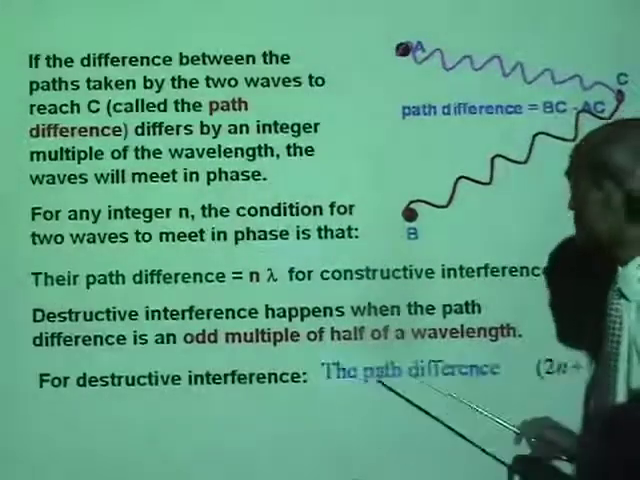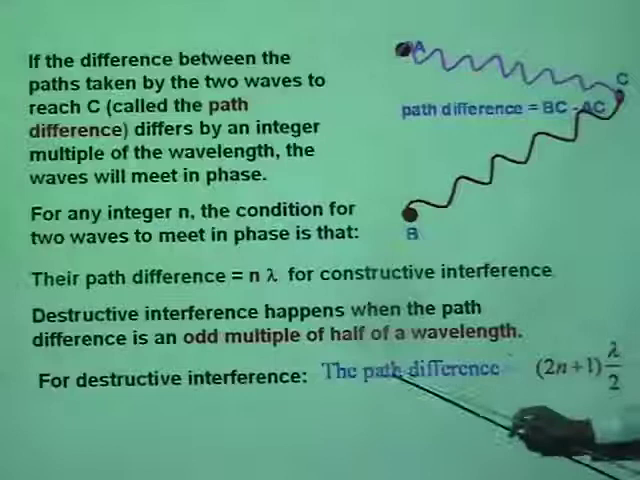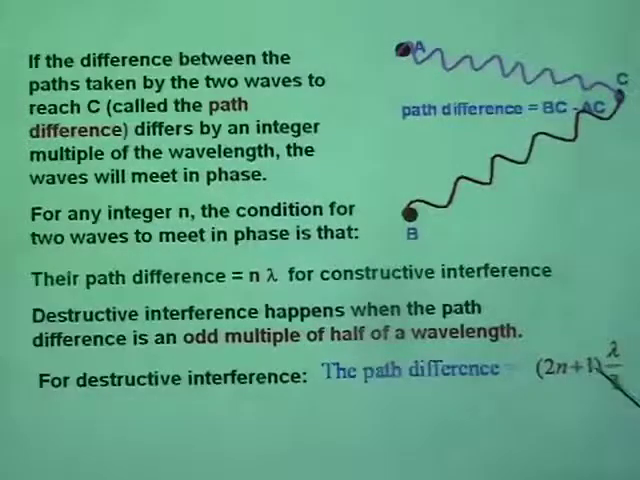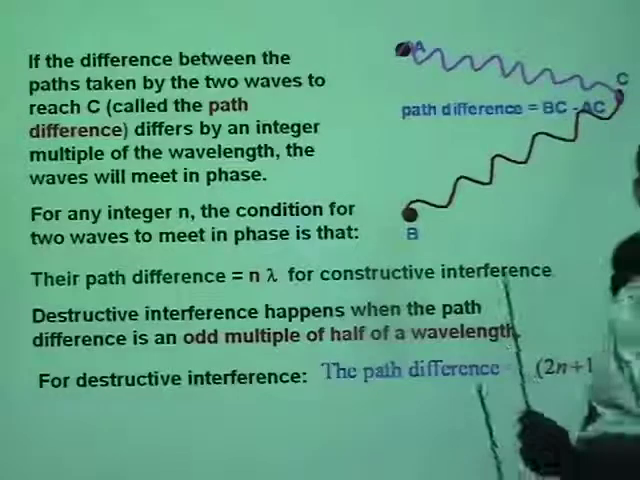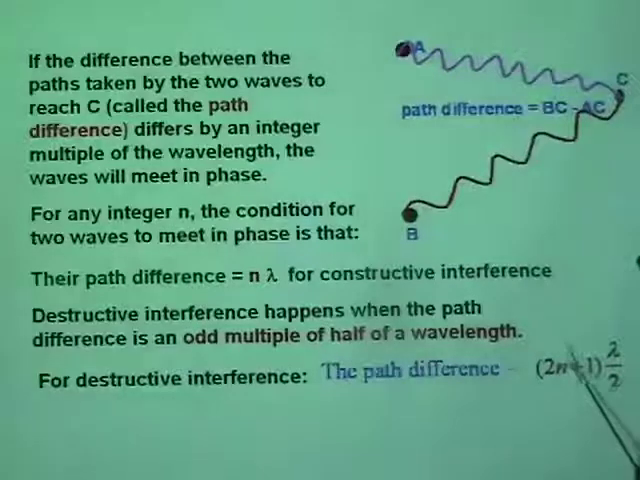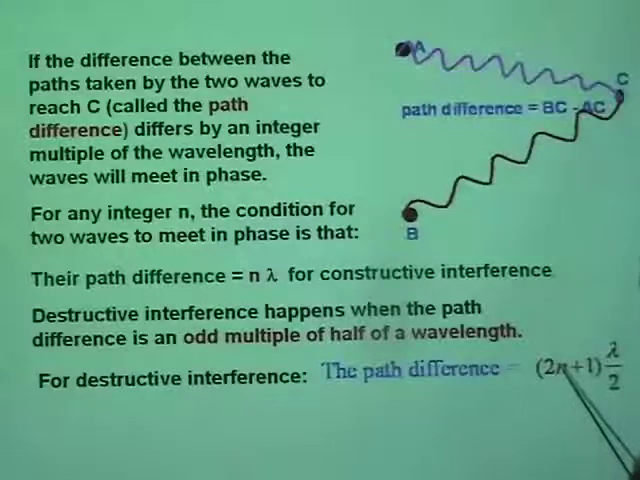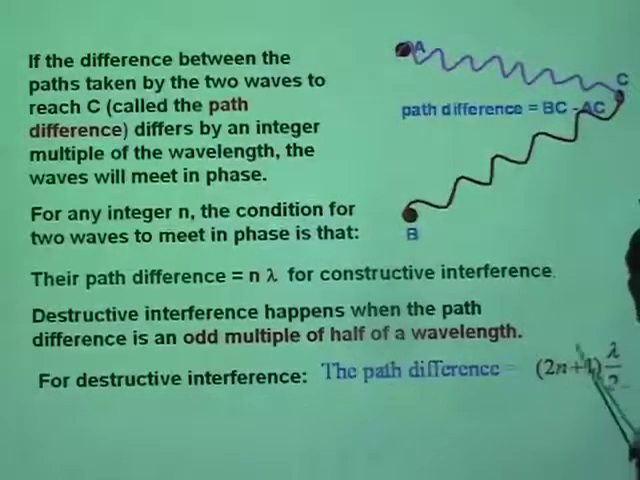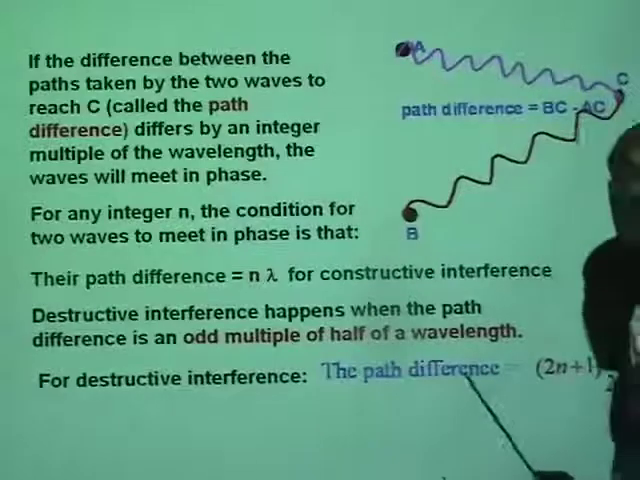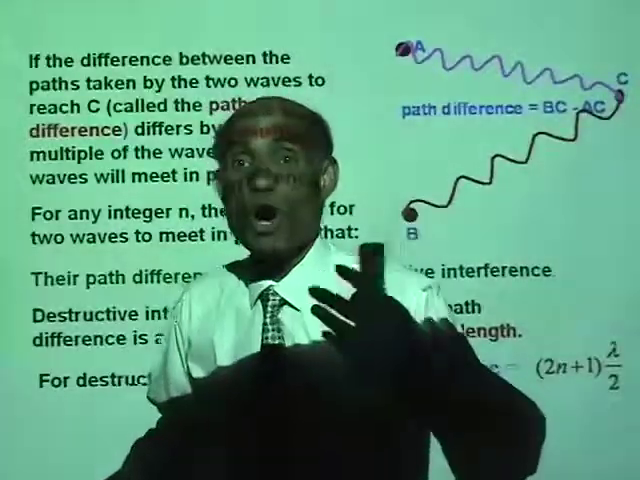And so we will say the condition for destructive interference is the path difference must be (2n plus 1) lambda by 2. 2n plus 1, where n is an integer, is always odd. When n equals 0, this will be 1. When n equals 2, 2n plus 1 is 5. When n equals 4, 2n plus 1 is 9. So if n is an integer, 2n plus 1 will always be odd.